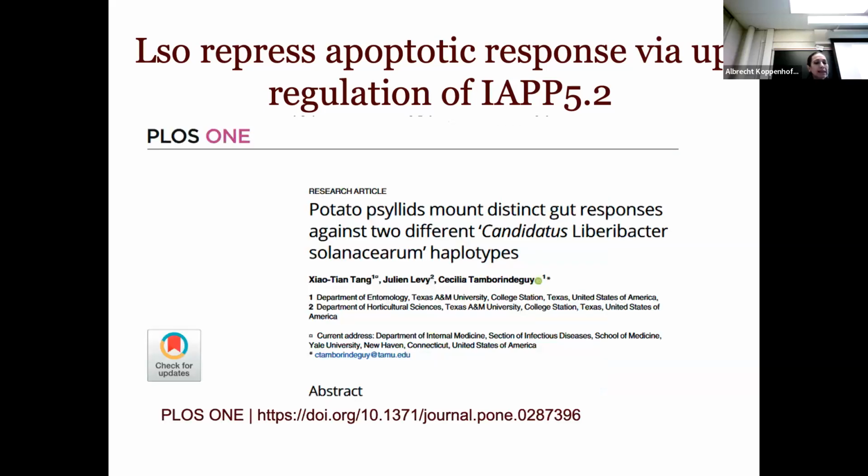We have also recently published the transcriptome of the gut of the psyllid in response to LSOA and LSOB. I'm not going to go into detail, but we have an overview of other potential responses that may be the difference between the response to LSOA and LSOB, because apoptosis is common to both of them, okay? So if you want to go and read the papers, go ahead.